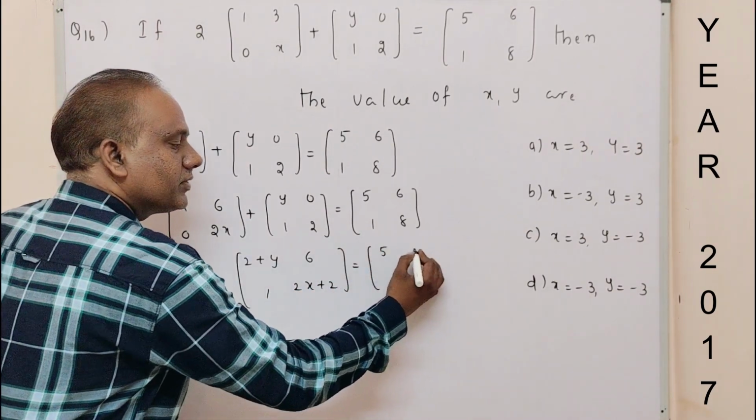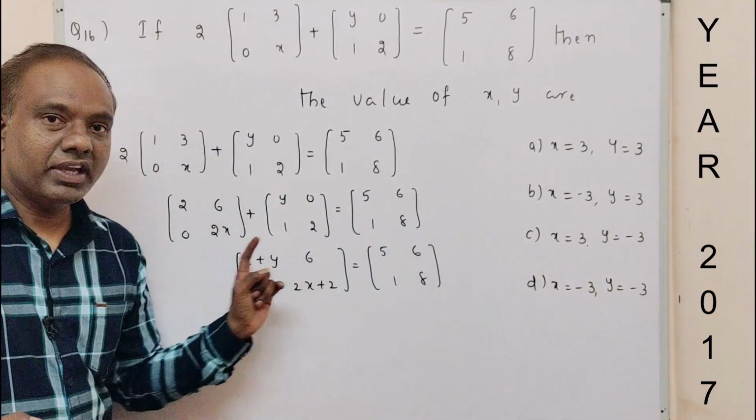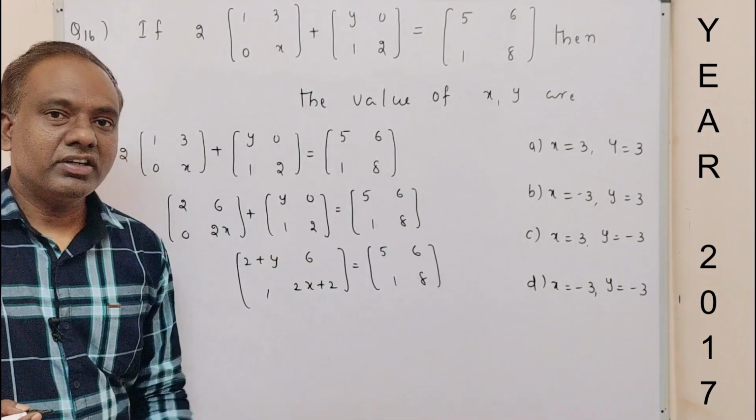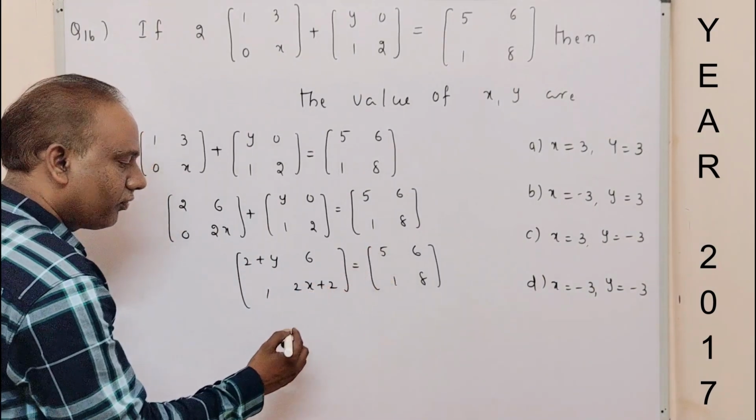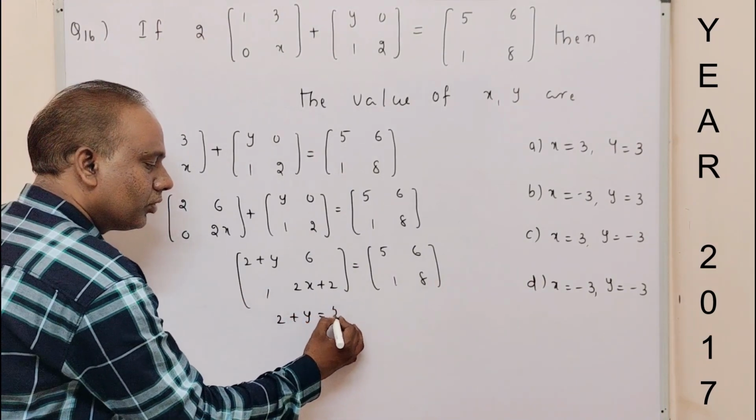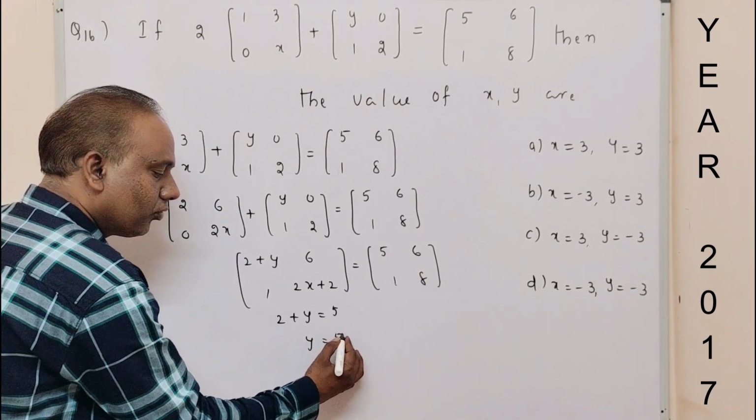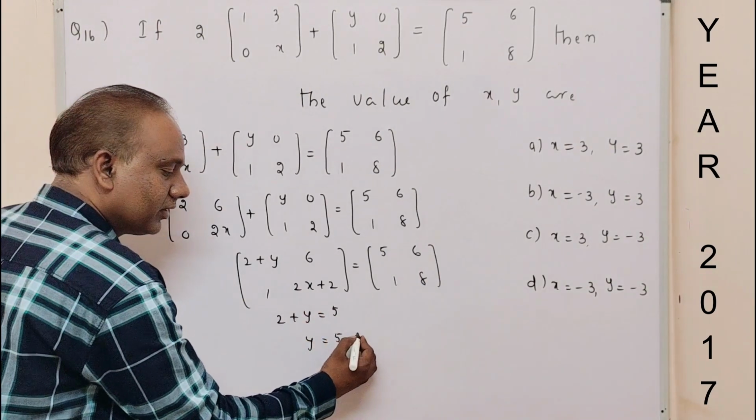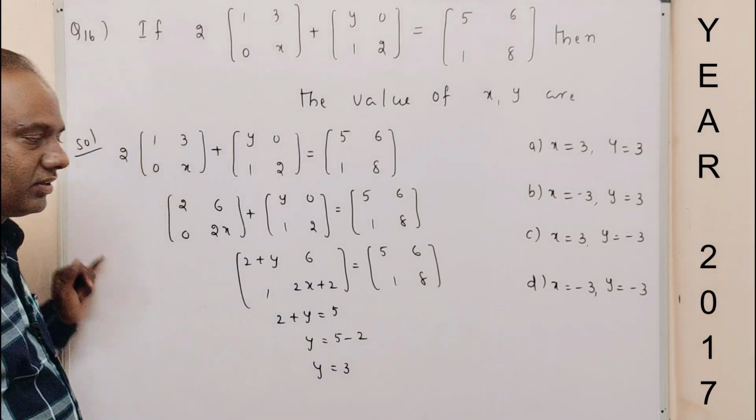is equal to 5 6 1 8. Is equal to means we can equate the corresponding elements. So 2 plus y is equal to 5. So we need the y value. Y is equal to 5 plus 2, take right side, it becomes minus 2. Y is equal to 5 minus 2, which is 3.